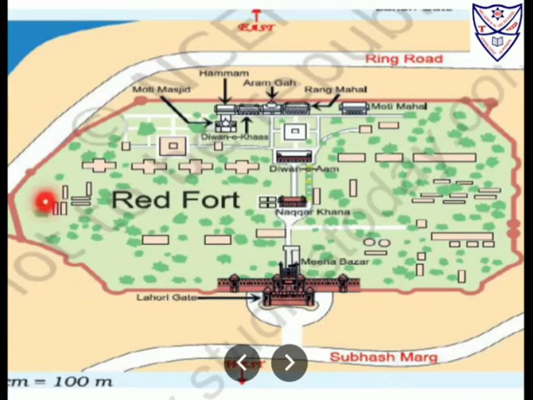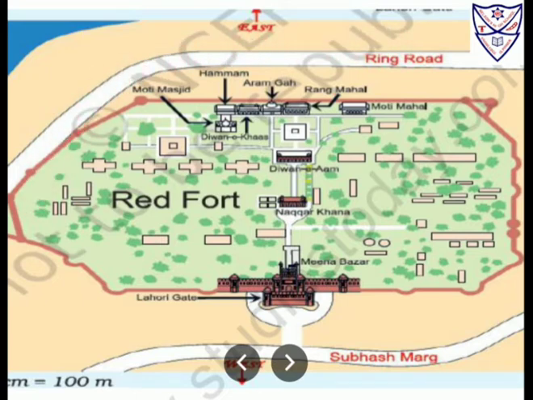Now, here is one example of a map. We will talk about the Red Fort. So this is the interior part. The map is made this way. This is a ring road there. See how the road is mentioned on the map.